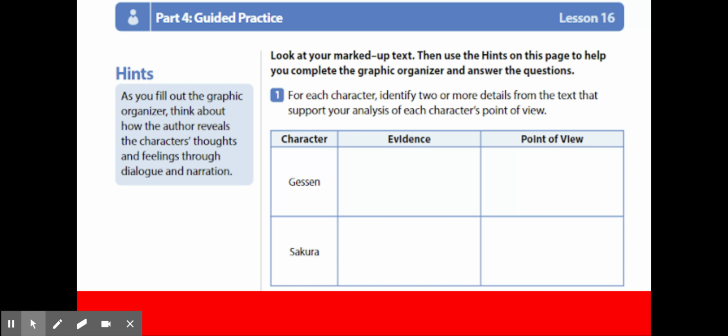So the very first thing we want to make sure we do is all of that stuff we just did on the other page. That doesn't stop. You still write analyzing point of view at the top of your page on this one. You still go over here and write your perspectives. Perspectives. That is first, second, and third person.